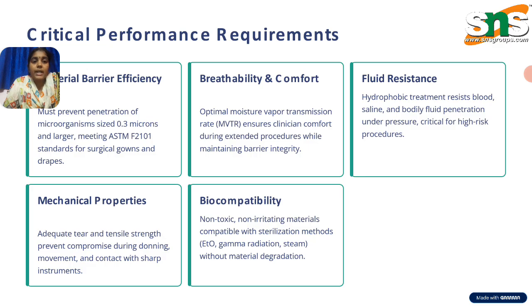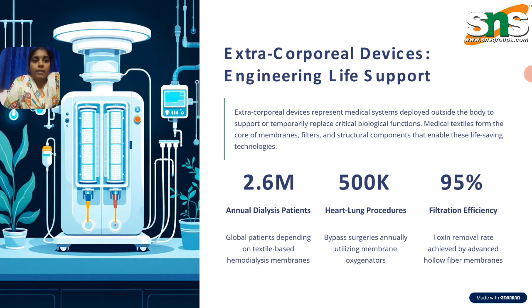Non-toxic, non-irritating materials compatible with sterilization methods, ETO, gamma radiation, and steam, without material degradation, so that they won't be affected by any outside sources. We have to avoid those things. Next, extracorporeal devices, engineering life support. Extracorporeal devices represent medical systems deployed outside the body to support and temporarily replace critical biological functions. Medical textiles form the core of membranes, fibers and structural components that enable these life-saving technologies. So this is how patients use these in the affected places.